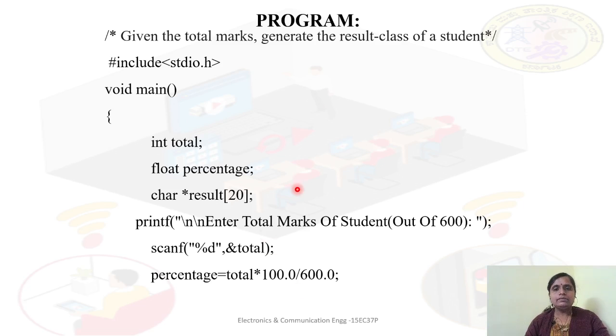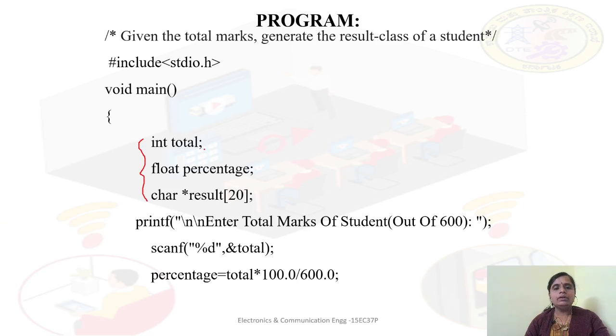Now next, let us go through the actual program. Here, given the total marks, generate the result or class of a student. We need the I/O statements here, so we will use the preprocessor directive, which is stdio.h. Then next, int total. This part is where we are going to declare the inputs.